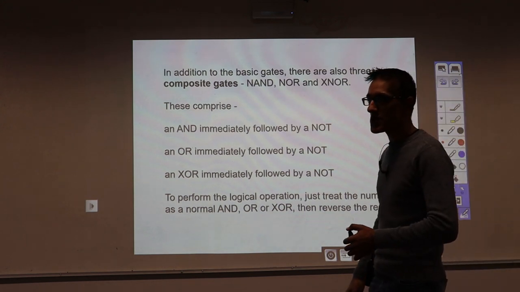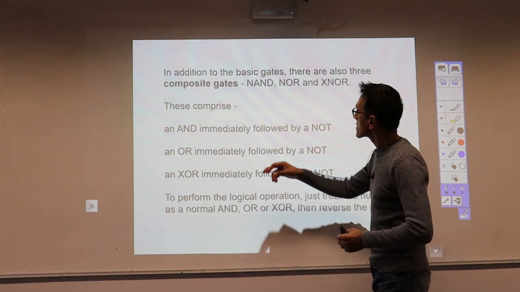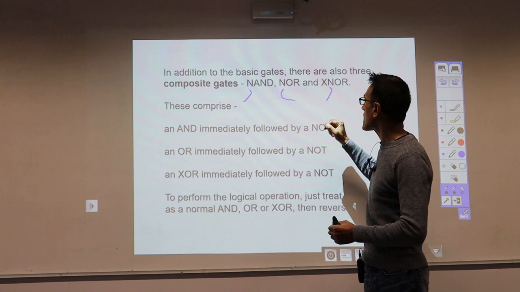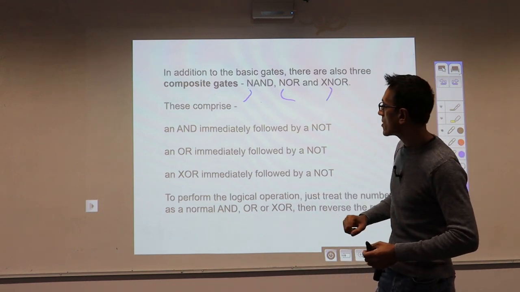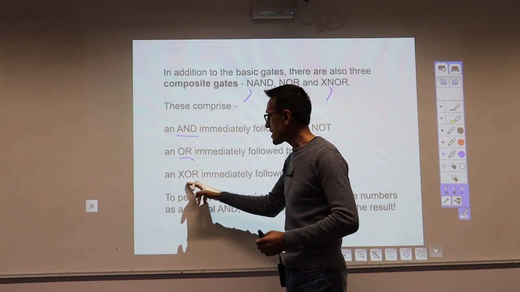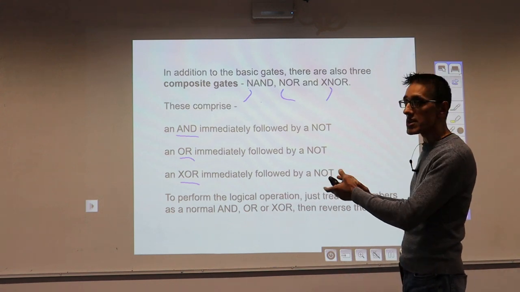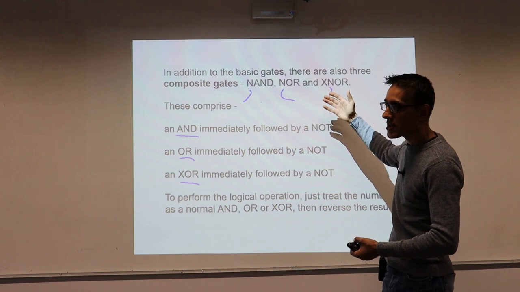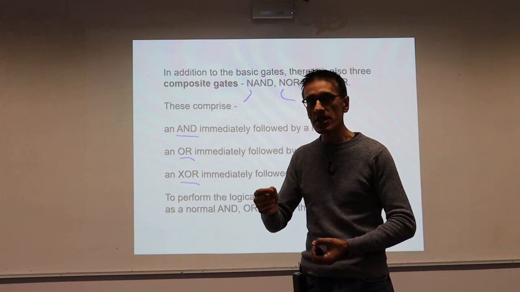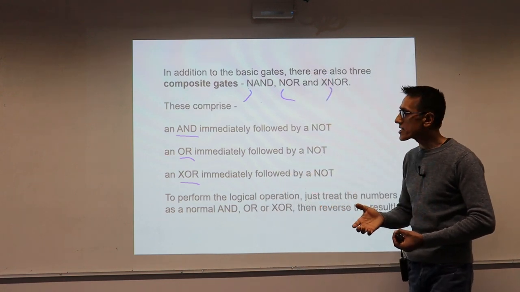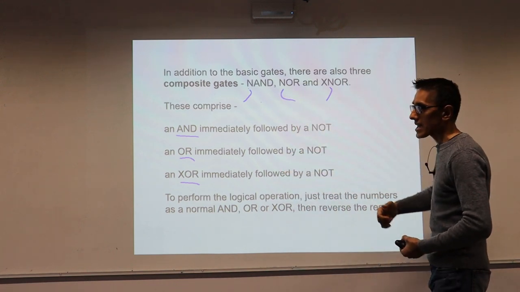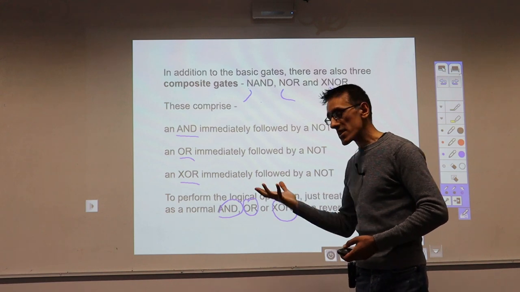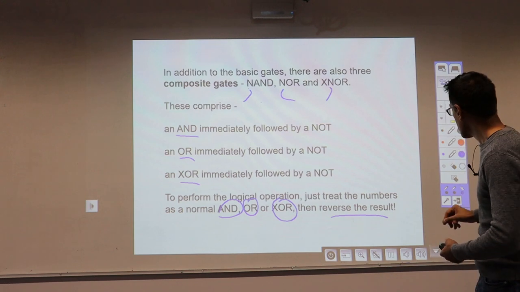In addition to those basic gates, there's also the three composite gates. Now, these all contain the letter N, as you can see here. So it's a NAND gate, a NOR gate, and an XNOR gate. Now, these are all just as they're described. It's the AND, the OR, and the XOR performed, followed immediately by a NOT operation. So AND, OR, and XOR, followed immediately by a negation or inverting of the bit value, gives us NAND, NOR, and XNOR. So we treat these as standard AND, OR, and XORs, and then once you reach the output, we simply reverse the result.